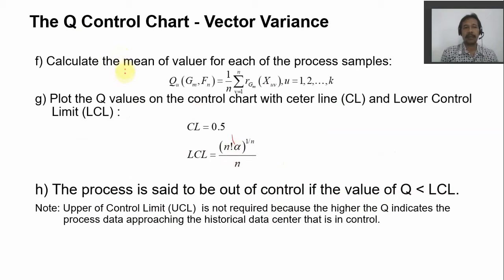Then we calculate the mean Q value for each process sample. And then we plot the Q value on the control chart with a center line and lower control limit. We say the process is out of control if the value of Q is less than the LCL, the lower control limit.